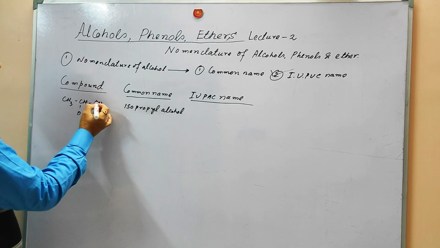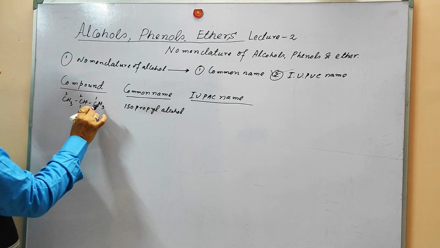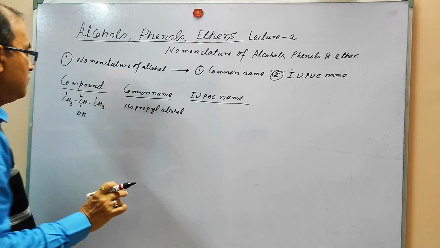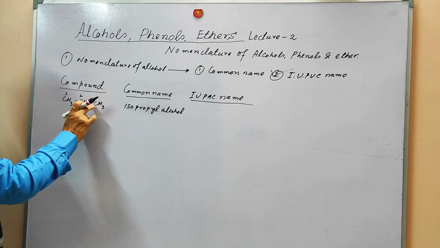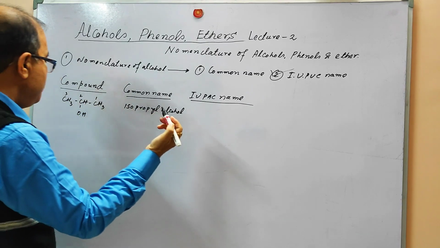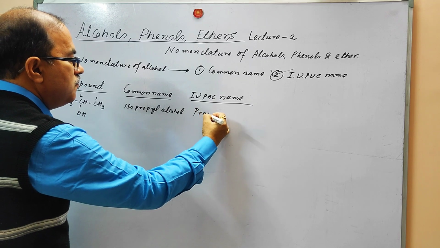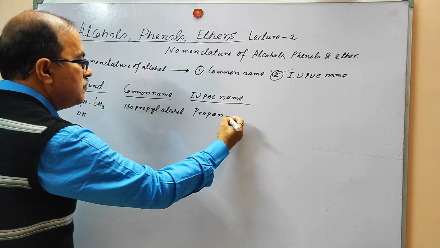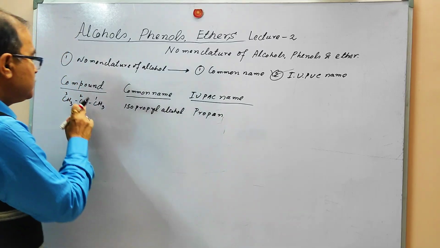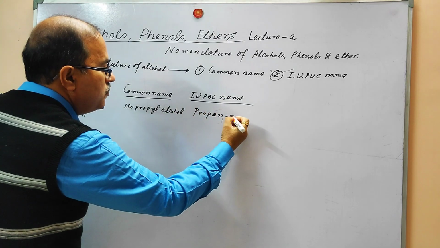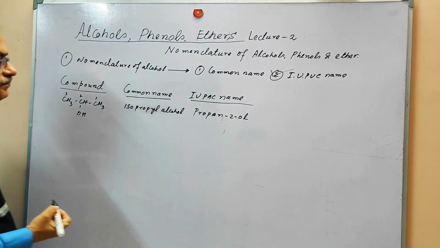For the IUPAC name, you can put the numbering from this side or from this side, because from both ends of the chain you will find that the OH group has the same distance. So you put 1, 2, 3. So the name of this compound will be propane, and we have to omit this E, and the position of the alcohol group is the 2 position, so we write propan-2-ol.